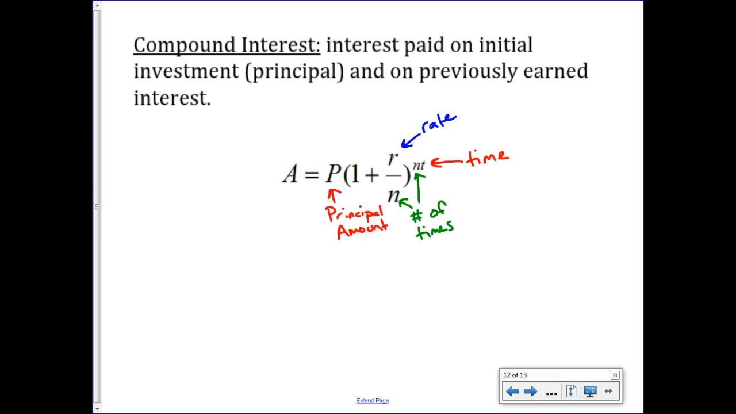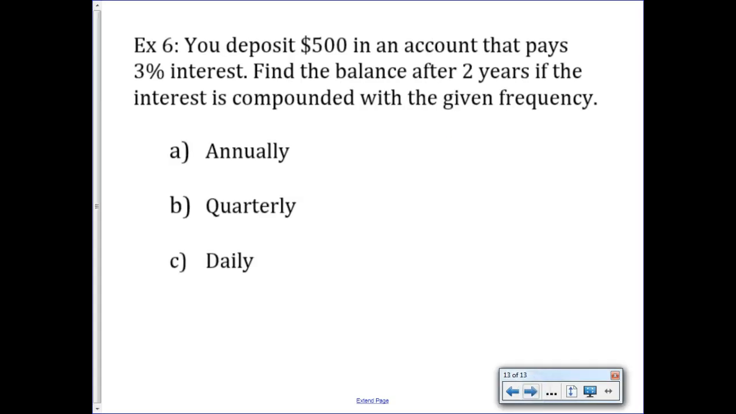So banks will use compound interest to determine how much interest they owe you. And so they can choose to compound a certain number of times a year. They can compound annually, which would be once a year. They can compound quarterly. They can compound daily. So we're going to plug into that equation and find out if we deposit $500 in an account that pays 3% interest, we want to find the balance after 2 years.